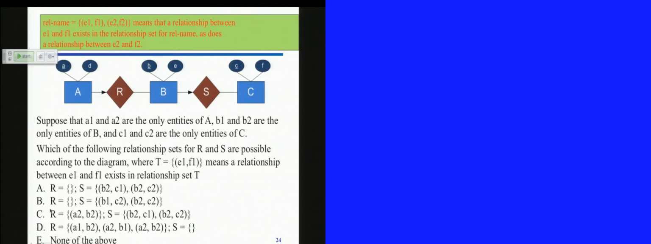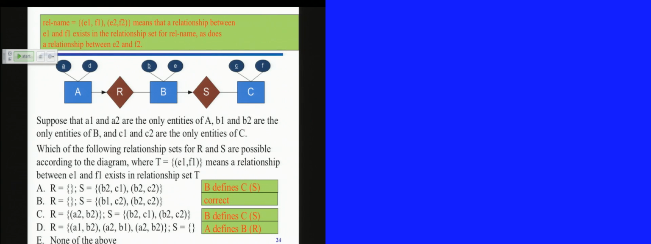So the only two remaining options are B or none of the above. Let's look at B. R doesn't have anything, so with the restriction that we currently know, which says there should be at most one A for B, there's nothing wrong with that. And this part is saying B1 is associated with C2 and B2 is associated with C2, which is fine, so B is the correct answer.